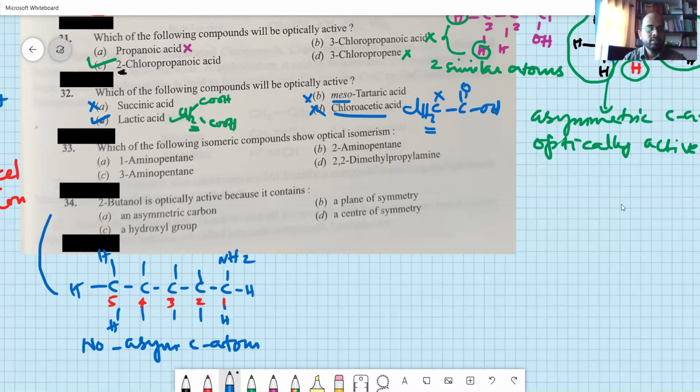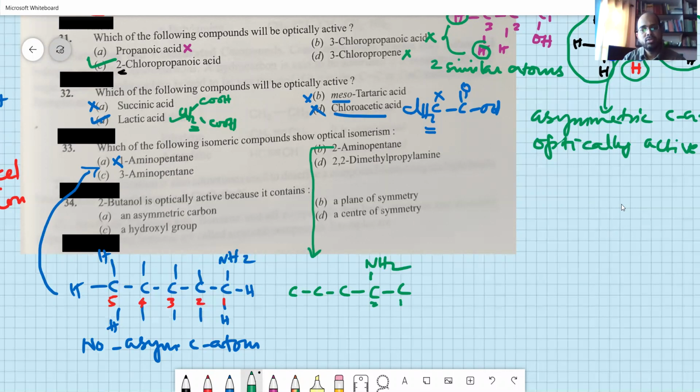Therefore, this is not the right answer. Now, the next is you write the C, C, C, C, C. First one, second one, 2-aminopentane.